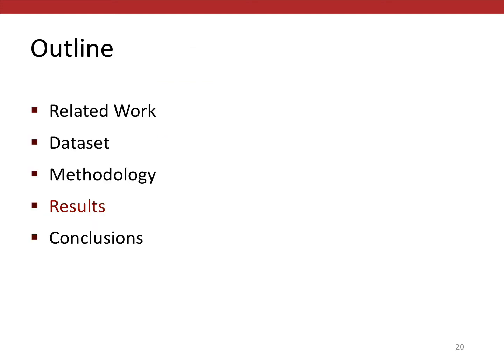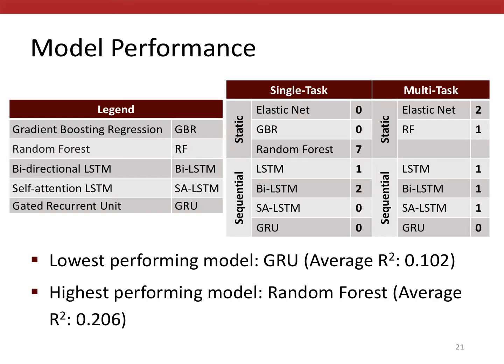So next I will review the results of our work. The results of our regression models are presented in terms of R-squared. The GRU performed relatively poorly with an average R-squared of 0.102 across single-task and multitask models, while the highest performing model was the static random forest.